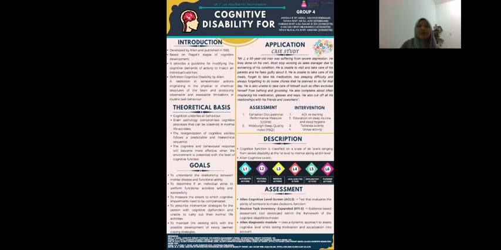Next, moving on to the assessments that we can use. There are three assessments: the first one is the Allen Cognitive Level Screen, ACLS. The second one is the Routine Task Inventory Expanded, RTI-E. And the third one is the Allen Diagnostic Module. I will explain about the ACLS.